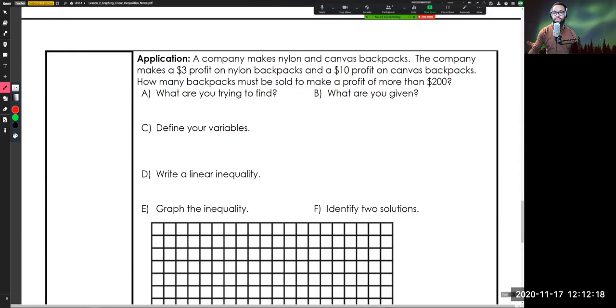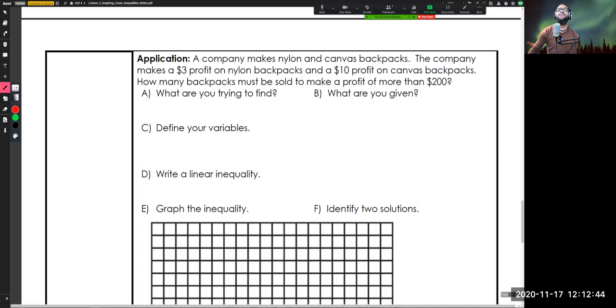Finally, we'll do this big old problem here. This is an application problem. So this is going to pull in a bunch of different areas of thinking. This says a company makes nylon and canvas backpacks. The company makes a $3 profit on nylon backpacks, and a $10 profit on canvas backpacks. How many backpacks must be sold to make a profit of more than $200?